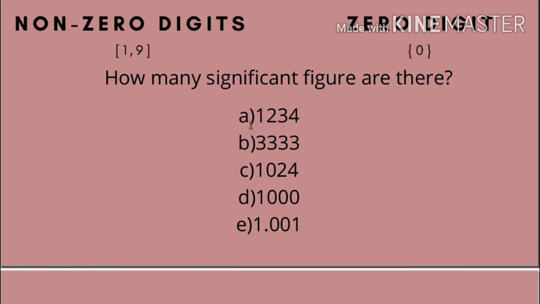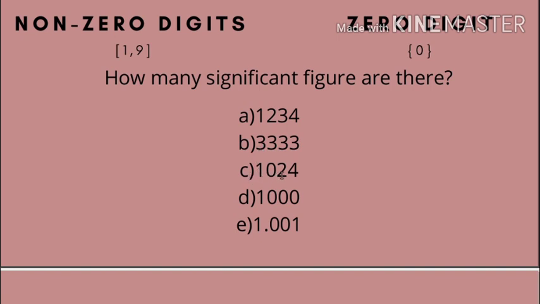I have many examples. Look at example A. The number written here is 1 2 3 4. So are these digits significant? Yes, of course. So how many significant figures are there? Because each significant digit has one figure. So 1 2 3 4 means there are 4 significant figures. Okay, move to the next one. B. 3 3 3 3. So how many significant figures are there? Of course 4, because each digit has one significant figure.